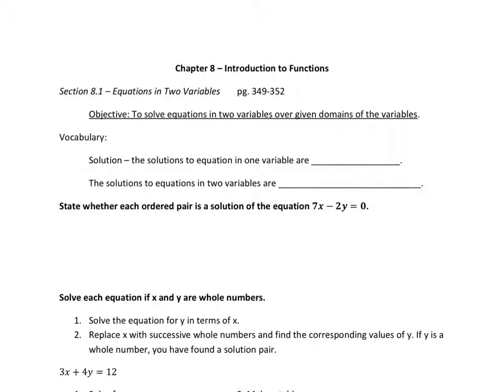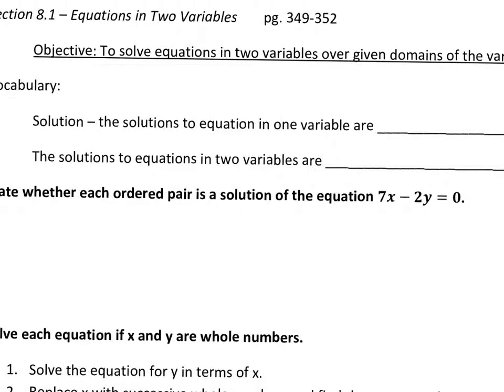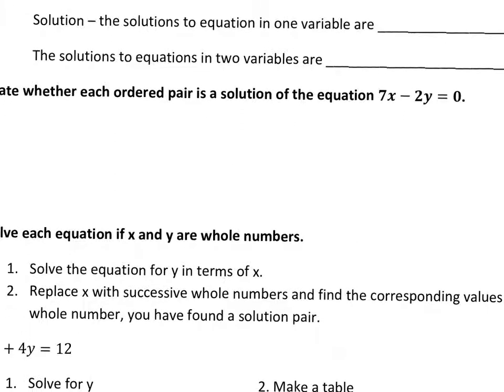So the first thing up there, if you look at those vocabulary words, your first vocabulary word is solution. Now, solutions to an equation in one variable. So the solutions to the equations so far are numbers, right? Whenever you solved your equation, you just got a number. You got 2 or 1/2 or -3. You got a number. A solution to an equation with two variables are ordered pairs.